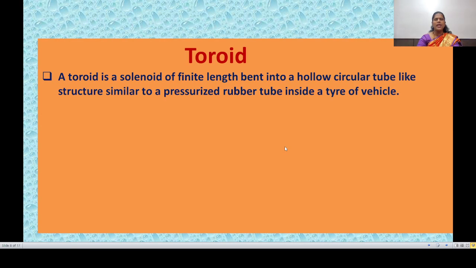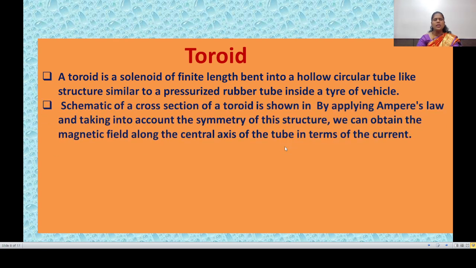We will see first of all the theory of toroid. A toroid is a solenoid of finite length bent into a hollow circular tube-like structure, similar to the pressurized rubber tube inside the tires of a vehicle. That is, the toroid has the structure of the tires of a vehicle.